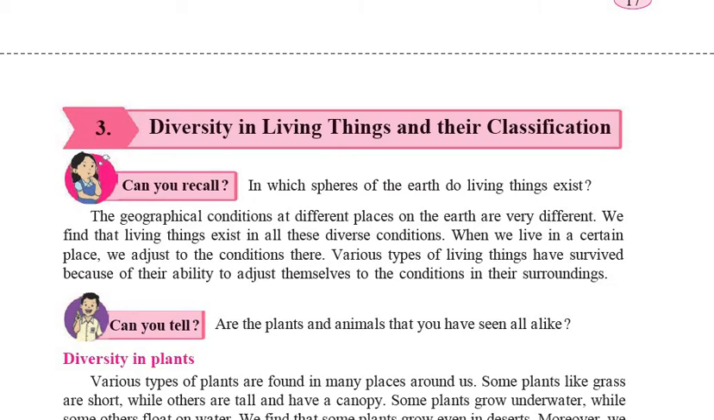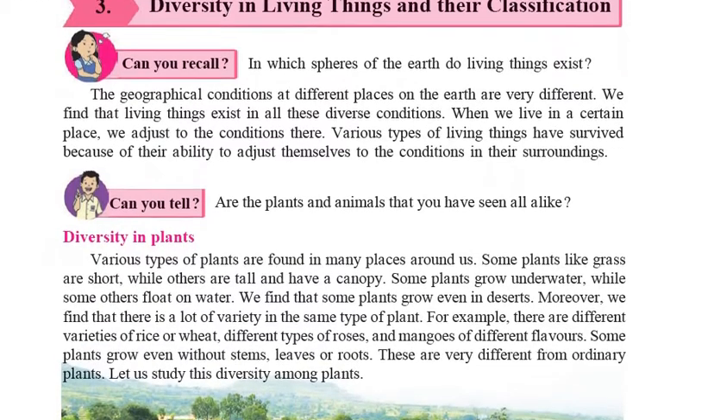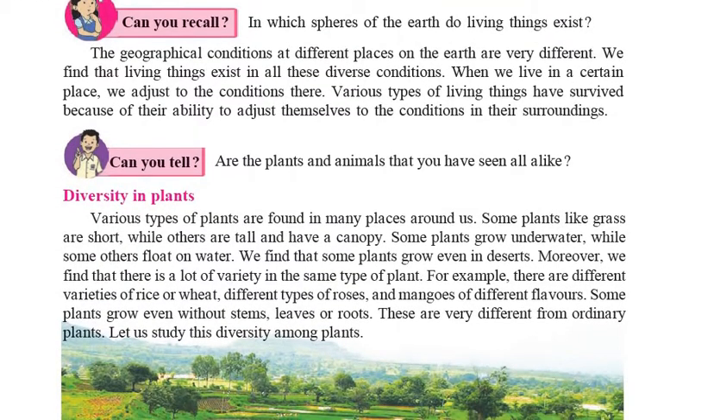Diversity in living things and their classification. Can you recall in which spheres of the earth do living things exist? The geographical conditions at different places on the earth are very different. We find that living things exist in all these diverse conditions.